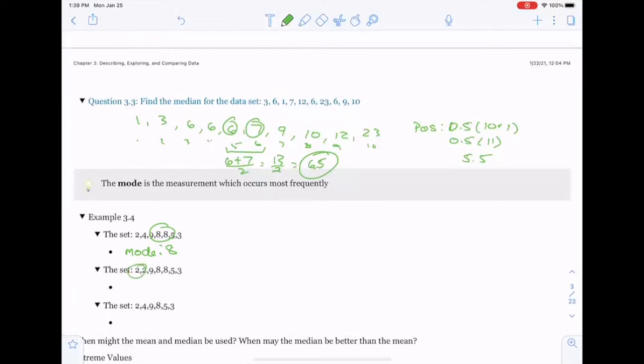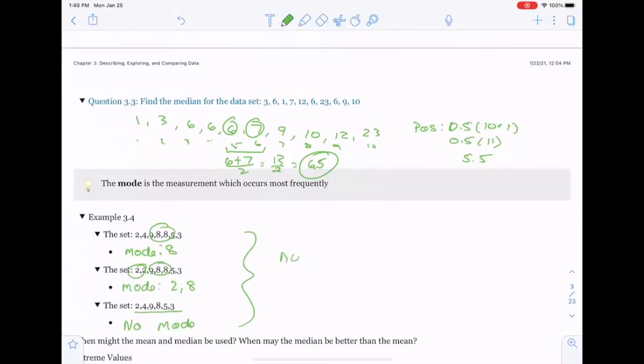In the second set, I have 2 copies of 2 and 2 copies of 8. This is what we call a bimodal set. There are 2 modes, so it's 2 and 8. And in this last example, every data point is unique, so there is no mode.